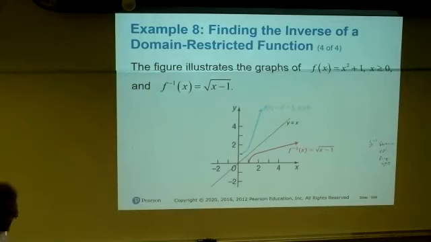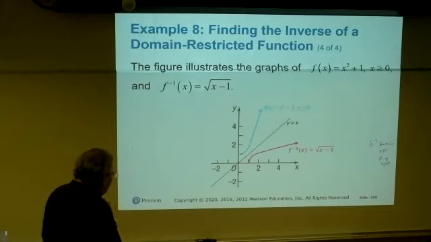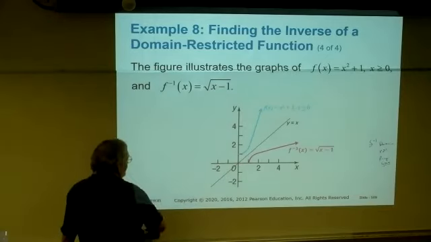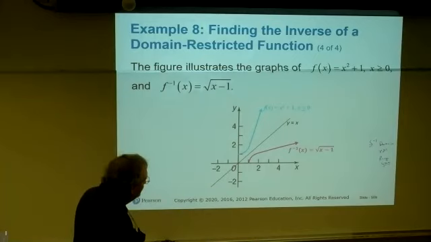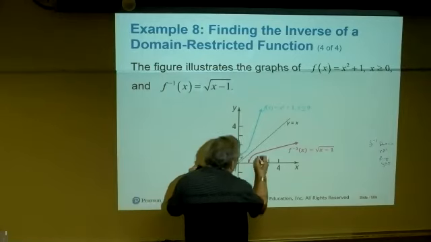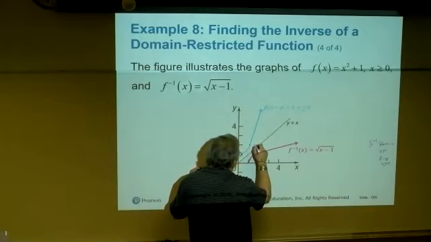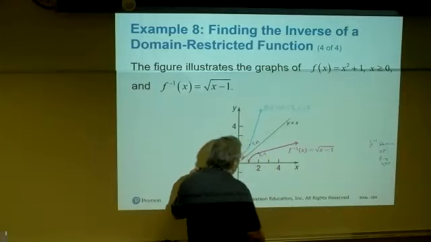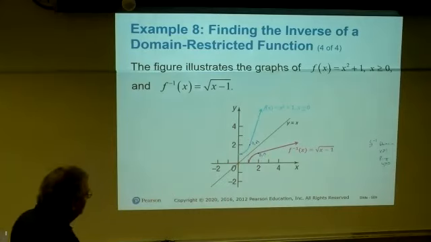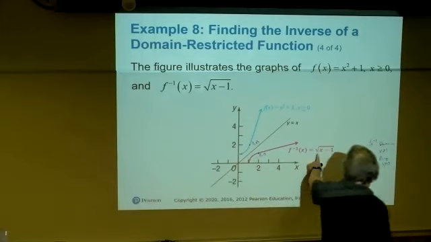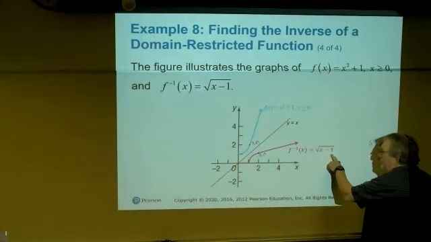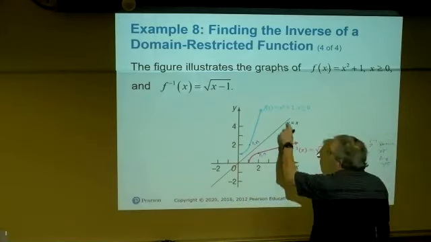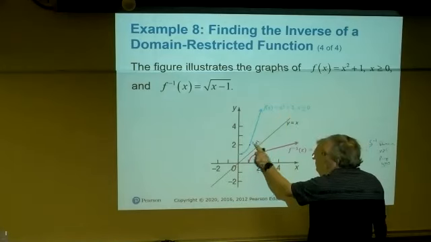And there's the graph of the two things. This is the point (1, 2), and this is the point (2, 1), because 2 minus 1 is 1, and the square root of 1 is 1. And 1 squared is 1, and 1 plus 1 is 2.